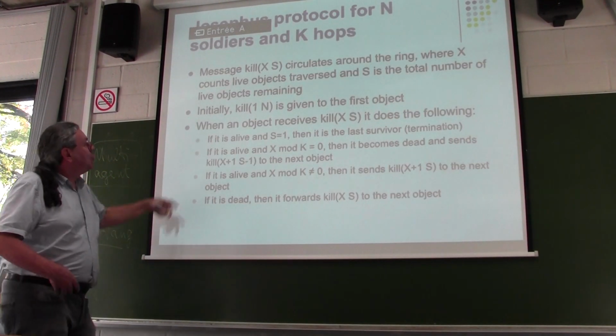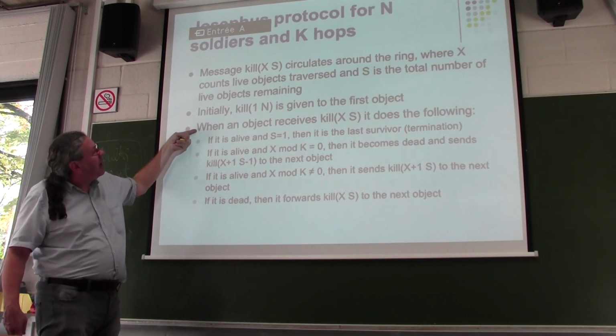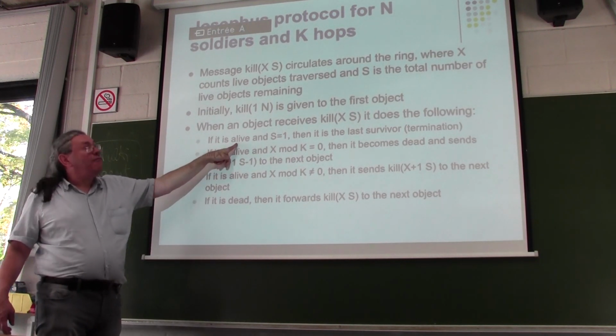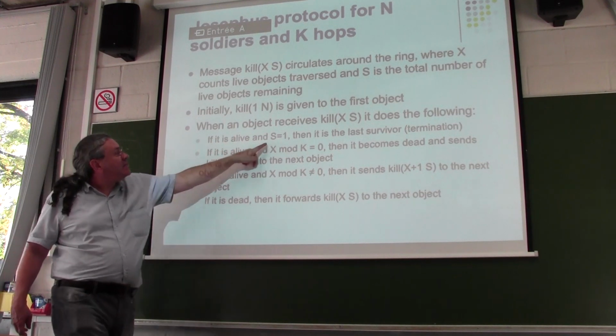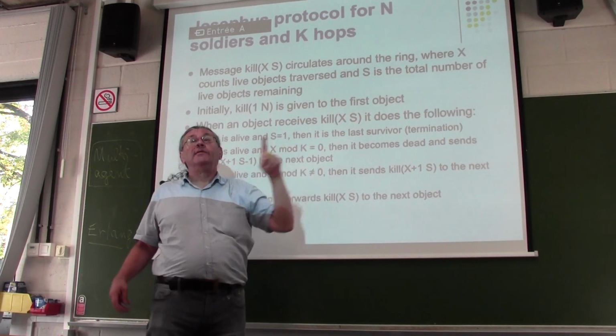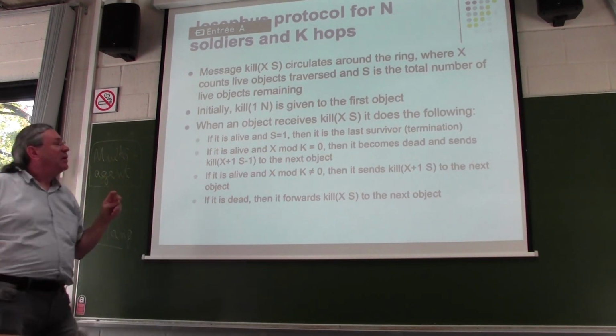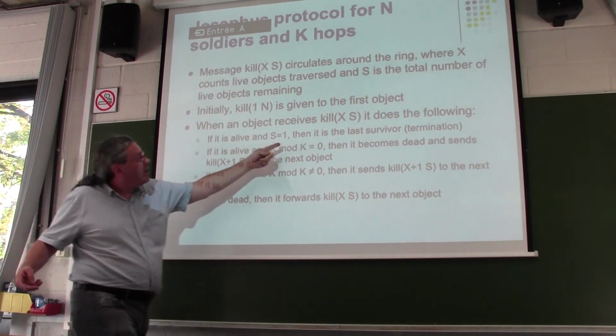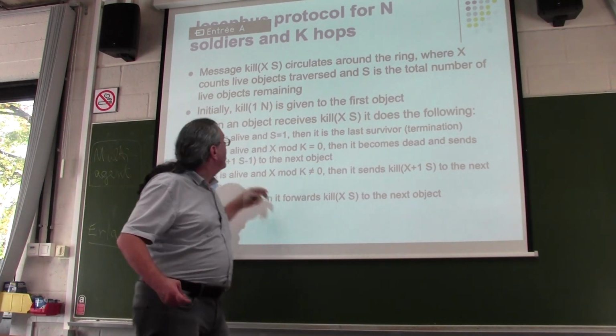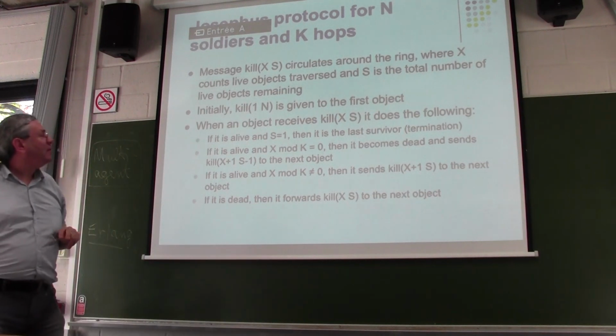So when an object receives kill x s, if it's alive and s is equal to 1, that means there's only one live object left, then it is the last survivor, and then we're done. And that is the surviving object.